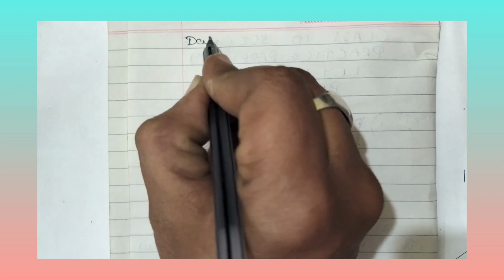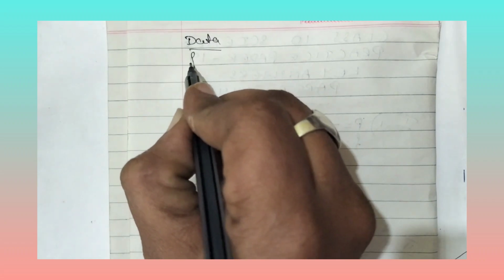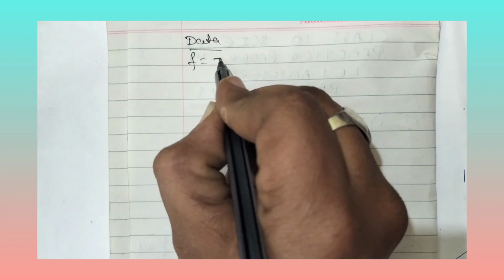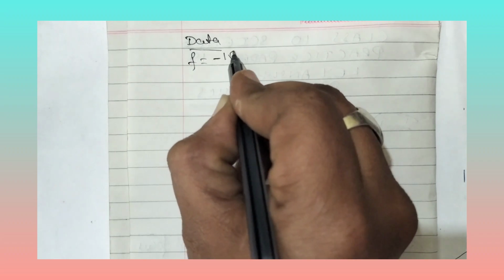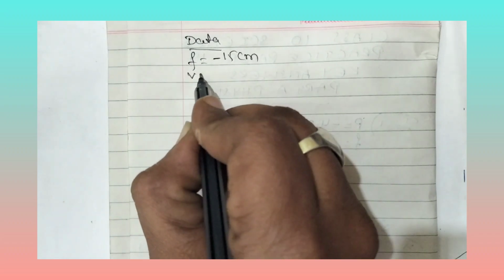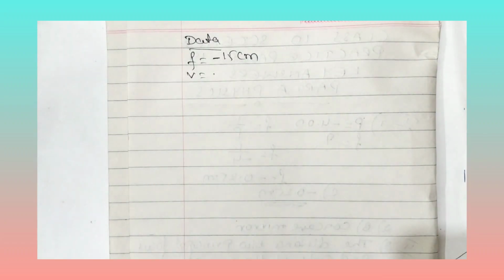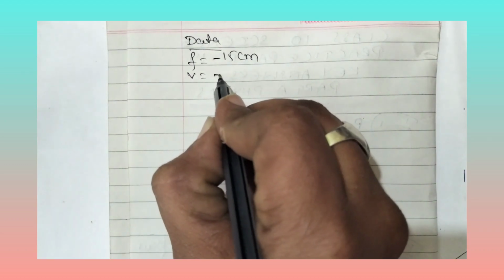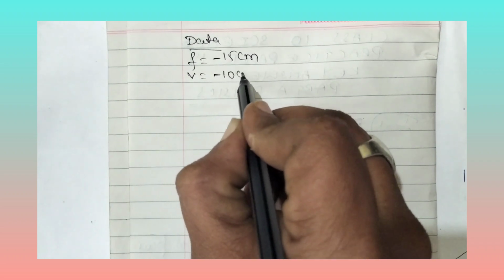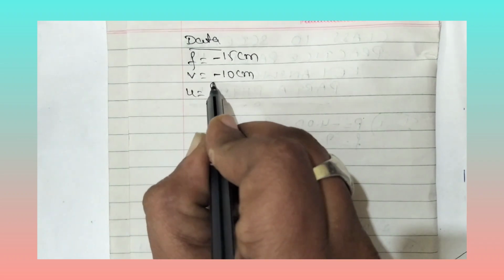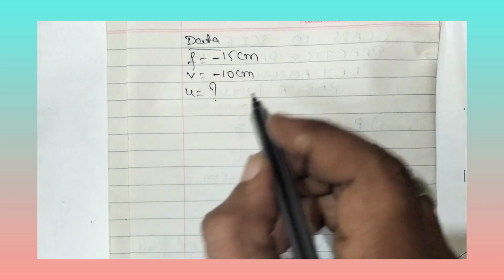So in the data, what they have given is the focal length. Since it is a concave lens, it is always minus. So minus 15 centimeter. Then image distance is given. So in a concave lens, the image formed is always virtual and erect. So where the object is kept, on that side only the image will be formed. Therefore, the image distance will be minus. So minus 10 centimeter. Now we have to find out the object distance. Object distance also you should get as minus.